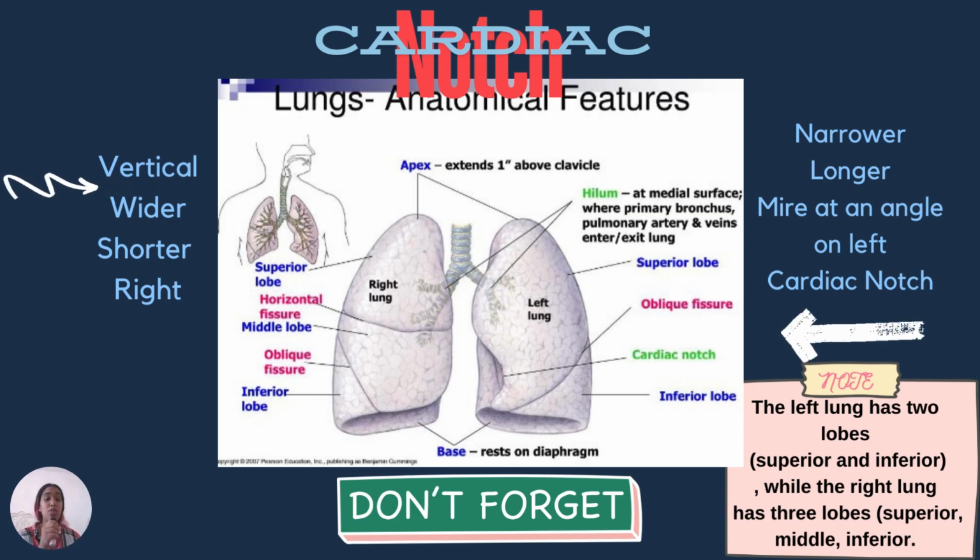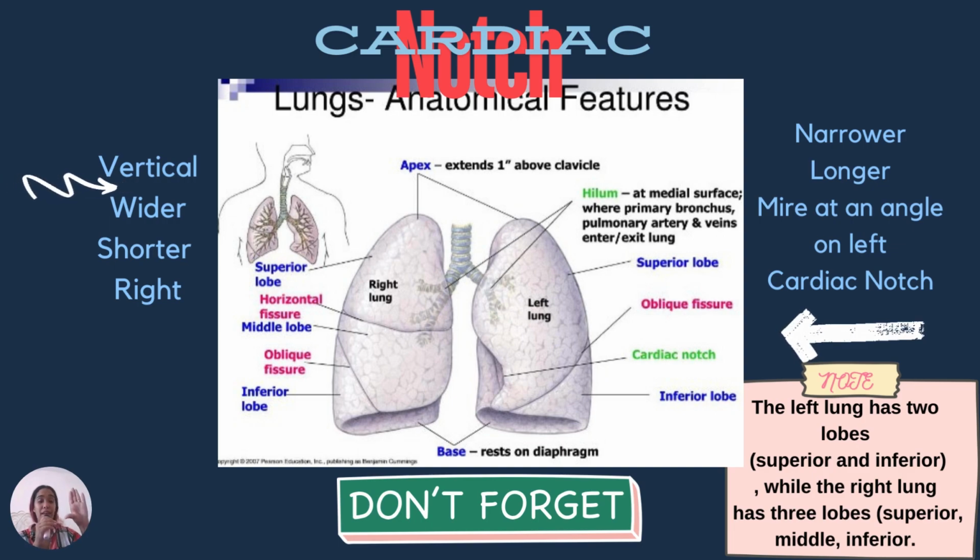Cardiac notch. On the right side, the lung is going to be vertical, wider, shorter. On the left side, it is going to be narrower, longer, and more at an angle. That should say more, not higher, more at an angle on the left.